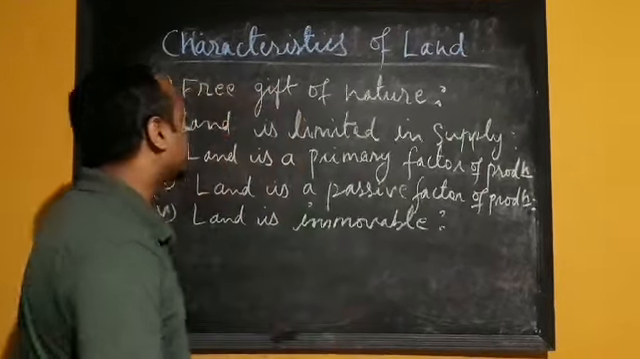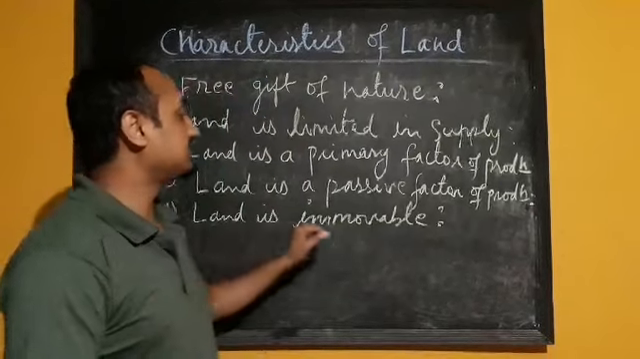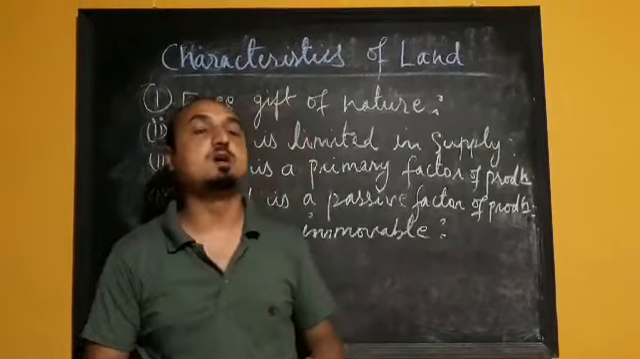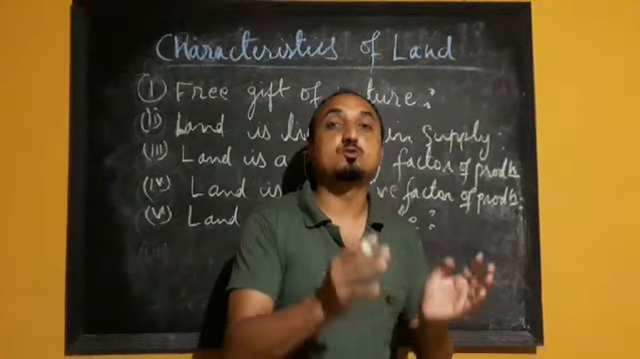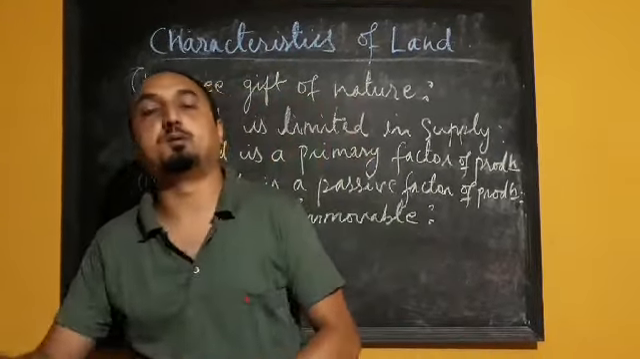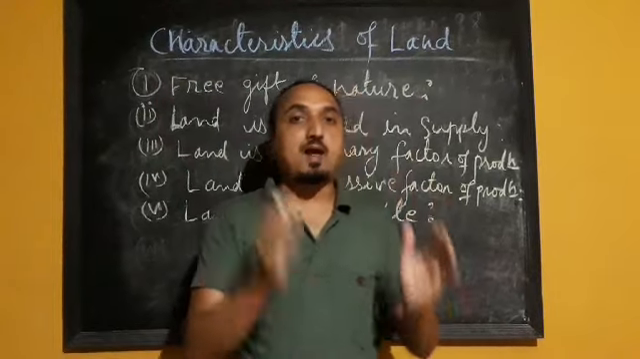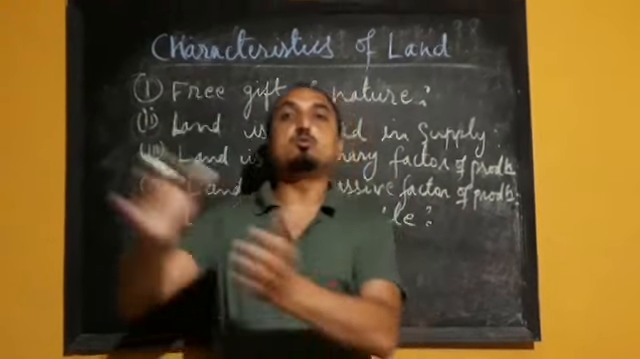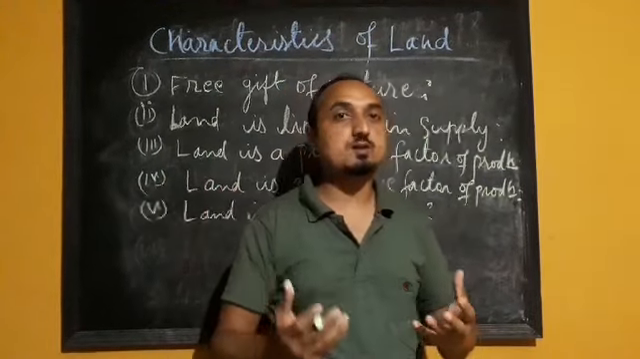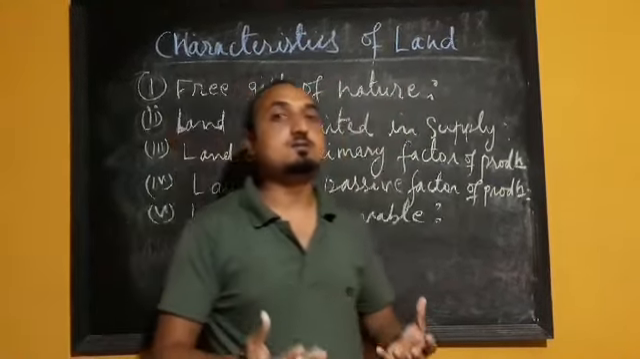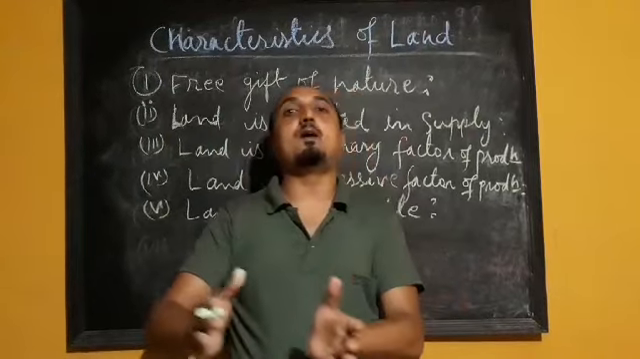Okay, next important characteristic we have: land is immovable. Immovable means not possible to shift from one place to another, or not possible to transport from one place to another. I'll give you a few examples. The land of Delhi cannot be shifted to Kolkata, or transported to Kolkata. So here we can see that land is an immovable factor of production.